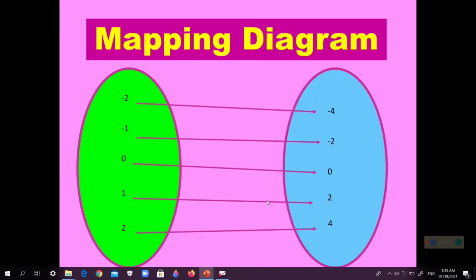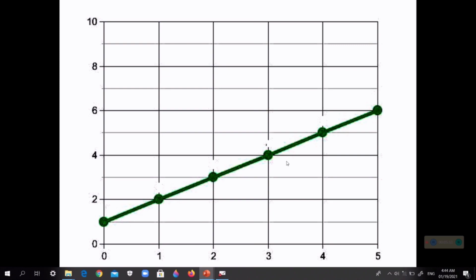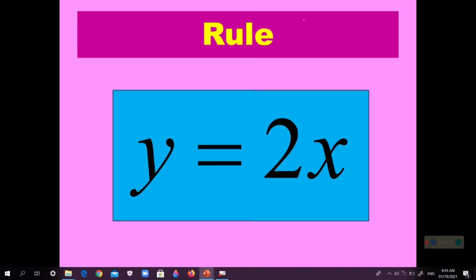And then another is a mapping diagram. This mapping diagram can be a rectangle sometimes. It depends on what figure you are going to draw: maybe an oval, circle, rectangle, or sometimes a square also. And then we have the graph. Here is an example of a graph, and another example is this one. And the last is using a rule. Sometimes this rule is in the form of an equation. So these are the different types of representations of relations.